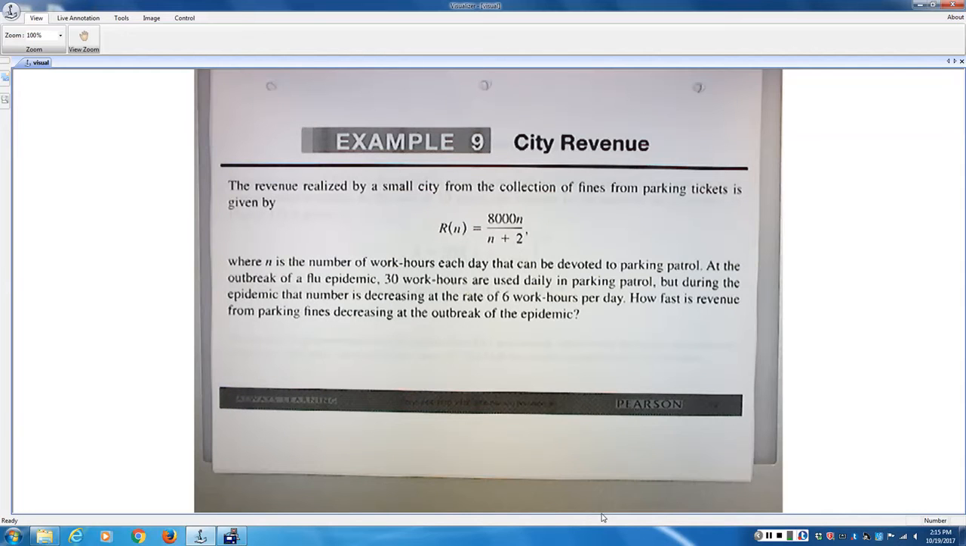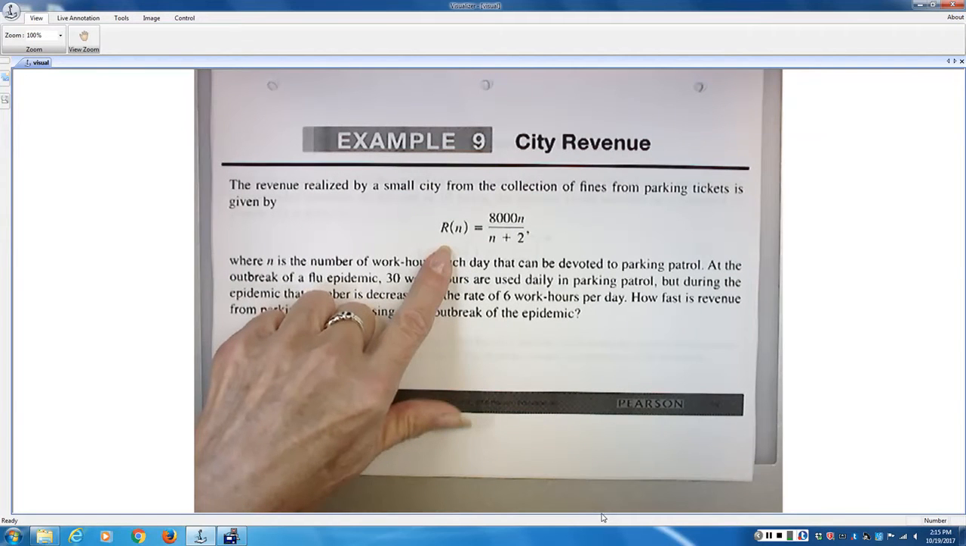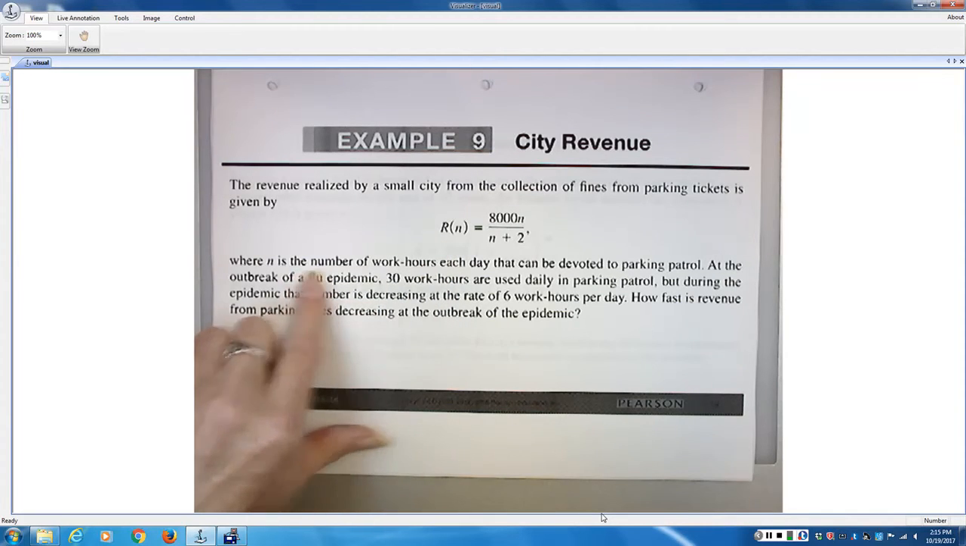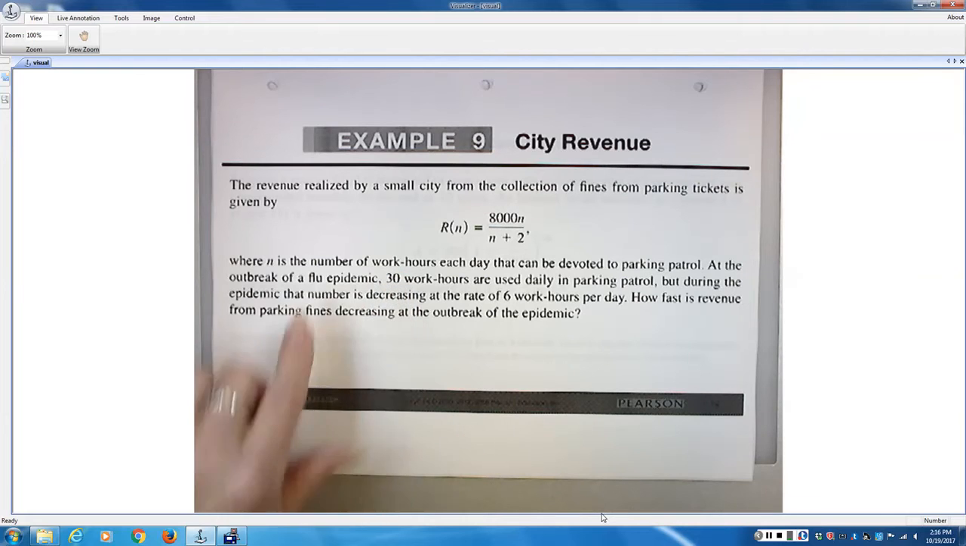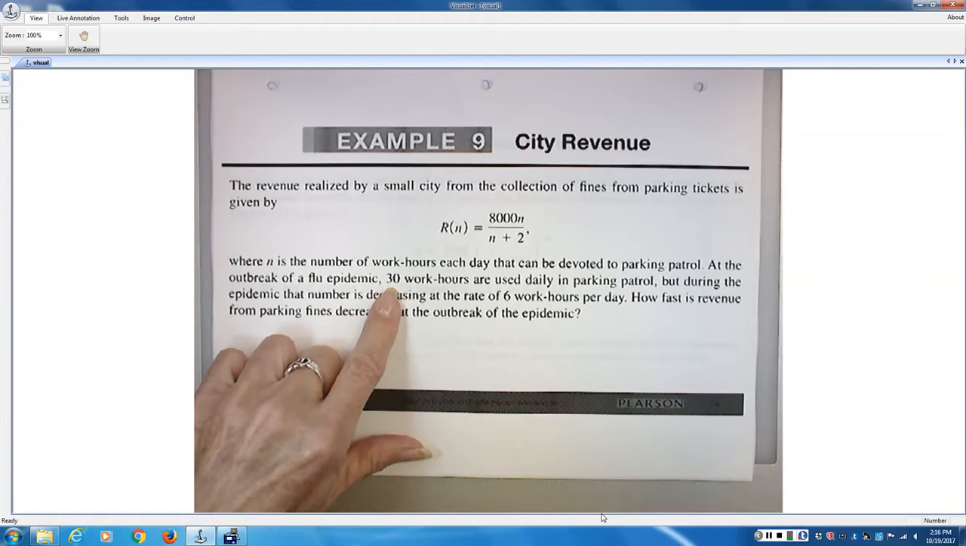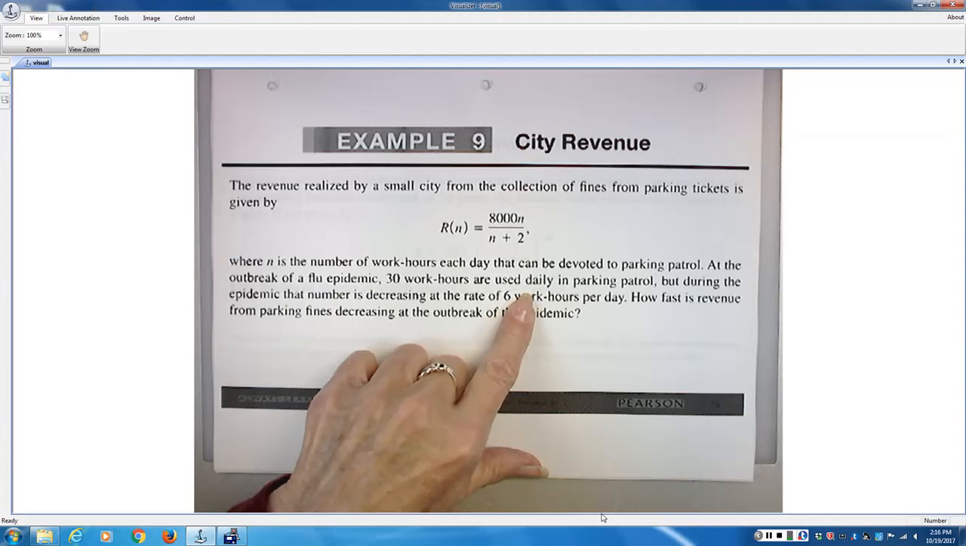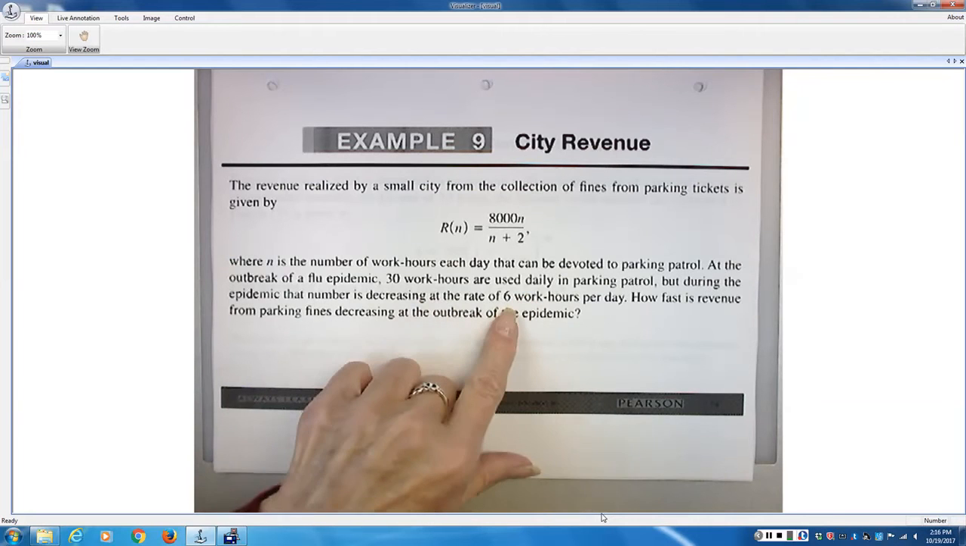Now that all sounds pretty complicated, so let's try to take this apart a little bit at a time. This is a revenue function. The revenue function is money, okay? R of N is money. N is the number of work hours. They call it work hours because it isn't simply the hours worked by a single person. It's the number of hours worked every day by a group of people on parking patrol. When they had the beginning of the flu epidemic, 30 work hours were used daily in parking patrol. But during the epidemic, it was decreasing at 6 work hours a day because people were getting the flu and they weren't coming into work.